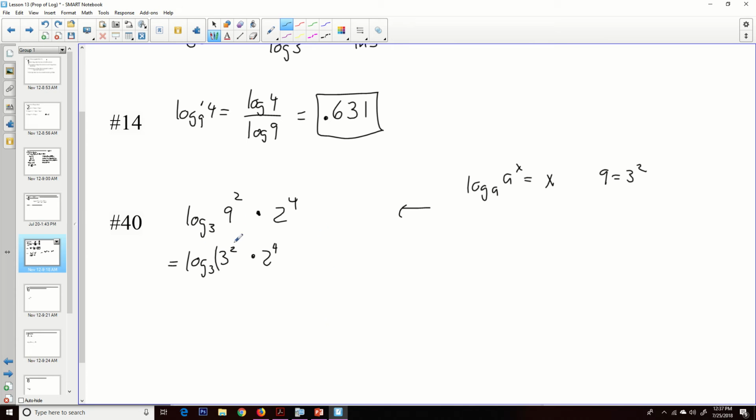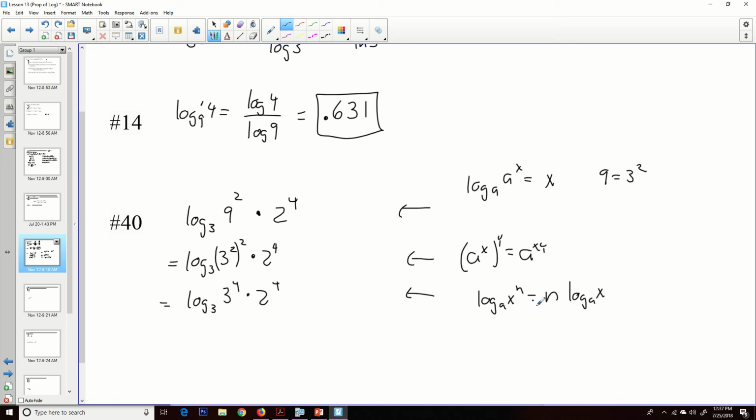And this should also be squared because 3 squared is 9, and then we still have a square there. And so here we're going to say a to the x to the y is equal to a to the xy. That'll give me log base 3 of 3 to the 4th times 2 to the 4th. And so I'm going to bring this exponent down. So using that property 3 where it's log base a of x to the n equals n log base a of x. Bring that exponent down in front, and so we'll have 4 log base 3 of 3 times 2 to the 4th.